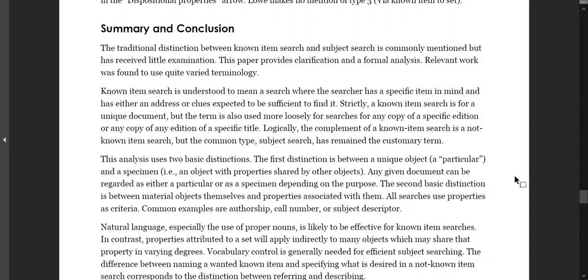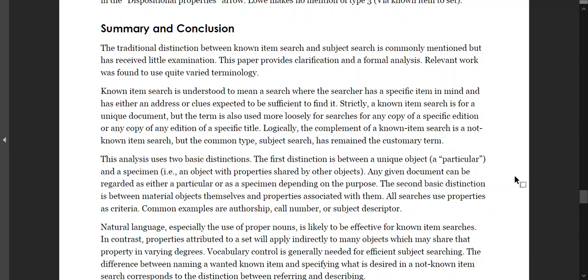Logically, the complement of a known item search is a not known item search, but the common type, subject search, has remained the customary term. This analysis uses two basic distinctions. The first is between a unique object, a particular, and a specimen, an object with properties shared by other objects. Any given document can be regarded as either a particular or specimen depending on the purpose. The second basic distinction is between material objects themselves and the properties associated with them.